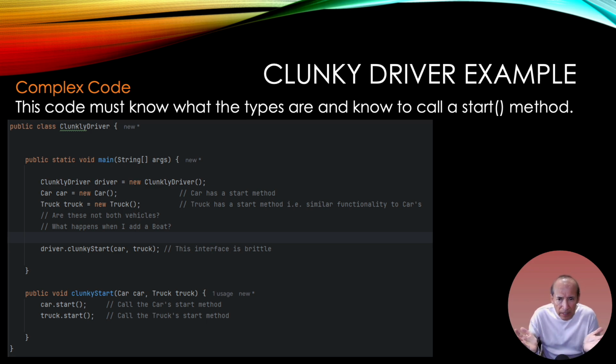We have a clunky driver. We instantiate both a car and a truck. They're both separate classes. And then when we want to drive the car and the truck, we have an object for car, and we call the start on that car. Then we have an instance of truck, and we call the start on that truck.